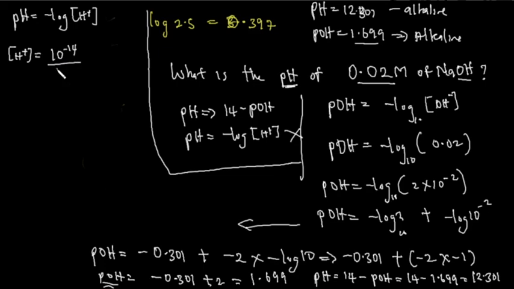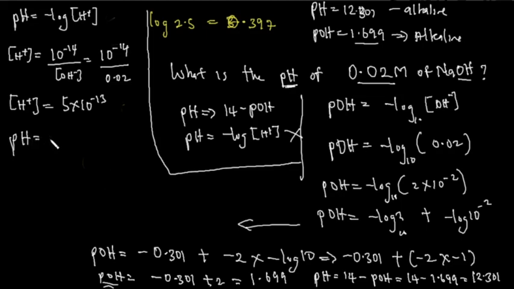Exactly. Divided by OH concentration, which means 10 to the power minus 14 divided by what? What's the concentration of OH in this question? 0.02. Solve that. 5 times 10 to the power minus 13. Very good. So pH will now be negative log of 5 times 10 to the power minus 13. Okay, so with what I taught you, solve.